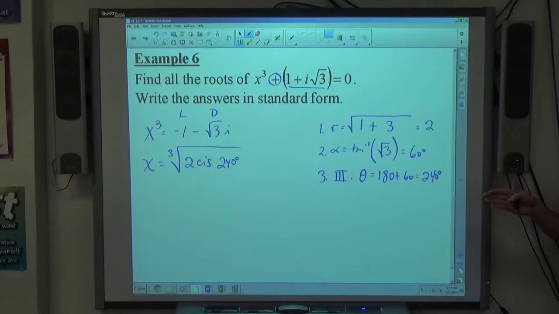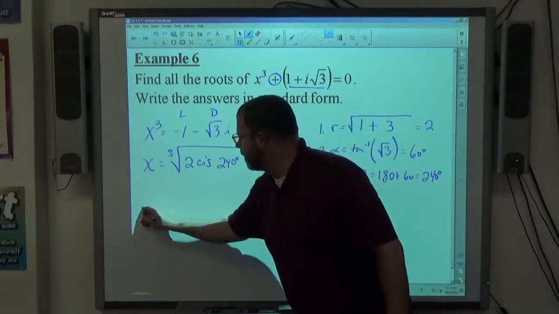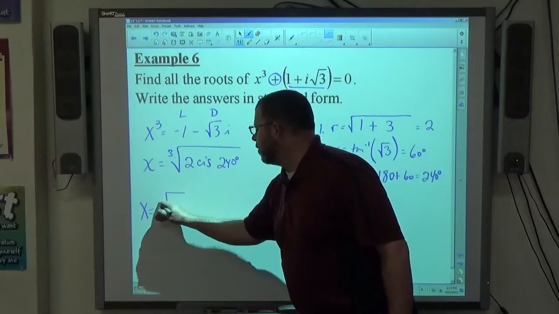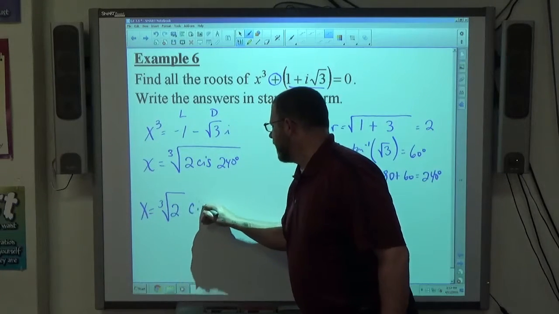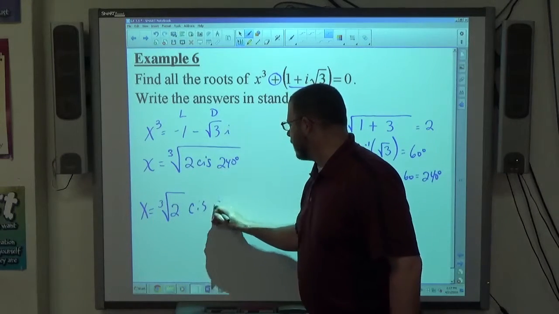So create trigonometric form, take the root of that, applying DeMoivre's theorem. That's going to get me the cube root of 2, cis, and then 240 divided by 3 is 80 degrees.